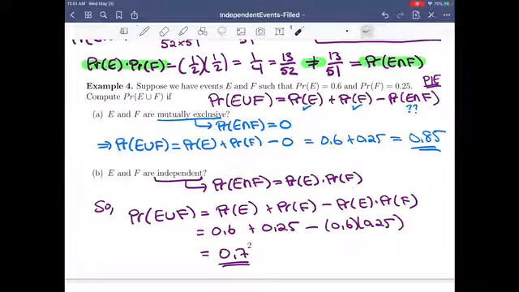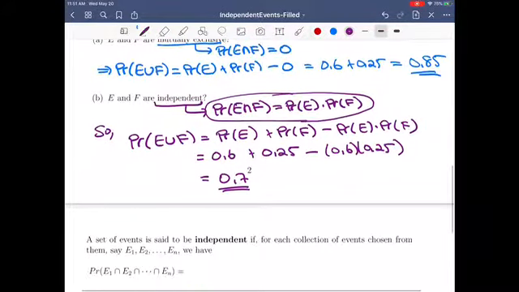So knowing whether or not the events are mutually exclusive or independent gives you more information, and in particular it tells you about the probability of the intersection. So that's useful.